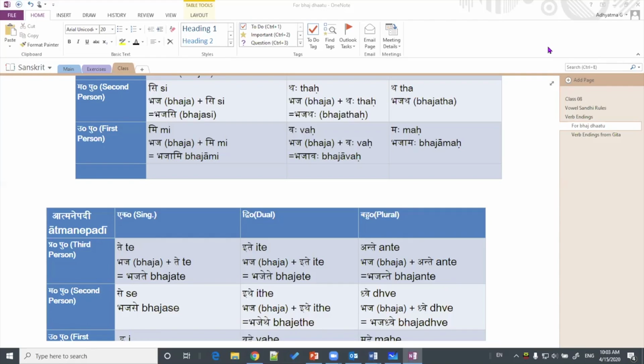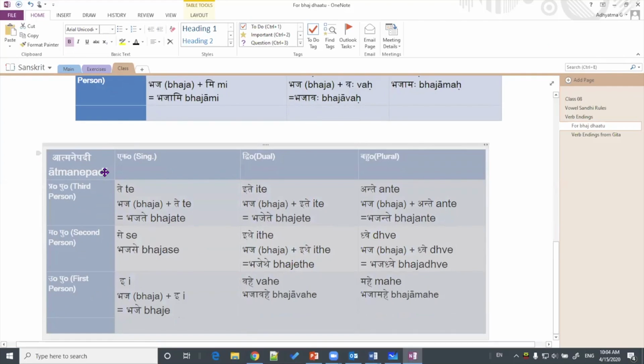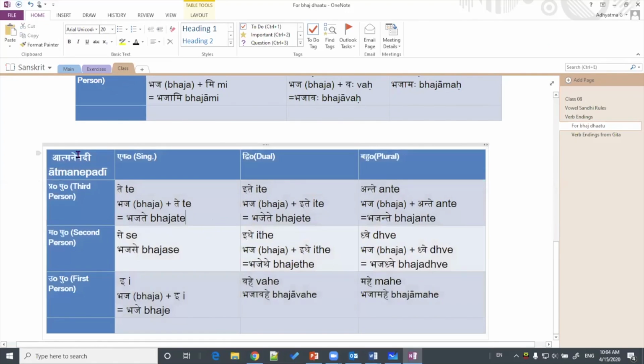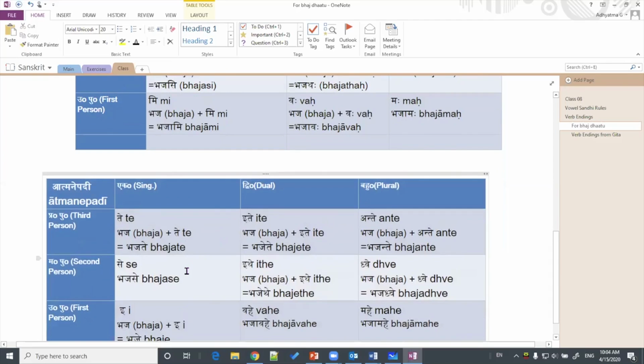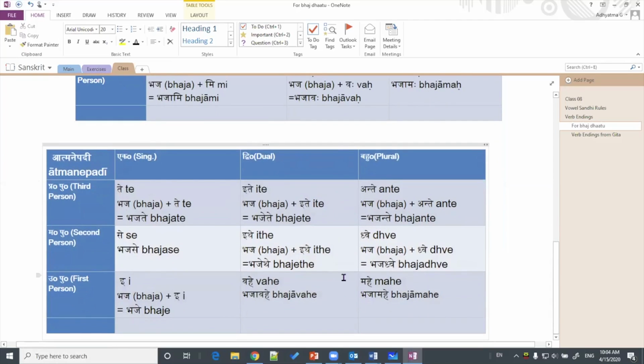The question: I am a little confused about Atmanepadi, which talks about self, versus first person, which also talks about self. So please do not get confused. As I said, Atmanepadi was used traditionally, and that tradition is no longer observed, when the verb is used when the action is done for others' sake. But now if I say bhajate, that means he worships. So bhajati or bhajate, the meaning is the same. So you can understand, for all practical purposes, the meaning remains the same whether we use parasmaipadi or atmanepadi.